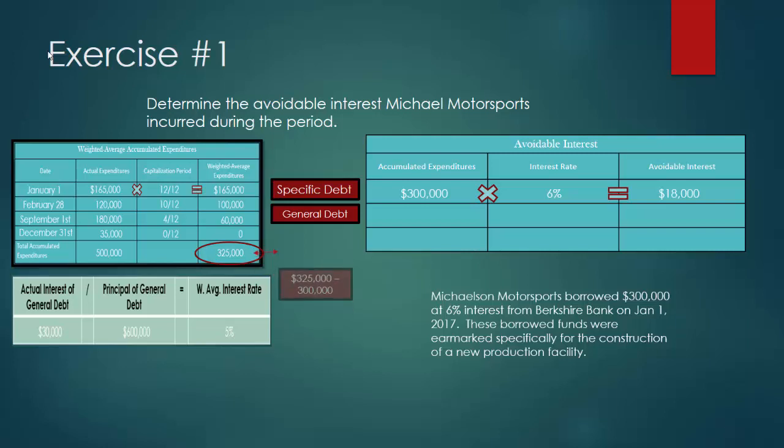How much? Well, we have $325,000 in weighted average expenditures. We have a $300,000 specific purpose loan, which means we need to take $25,000 out of our general debt. When we're figuring out avoidable interest, we assume that $25,000 comes at the weighted average interest rate of our general debt, which was 5%, which comes out to be $1,250 in interest. So now our accumulated expenditures add up to $325,000, exactly what we needed them to. And the amount of avoidable interest that we incurred was $19,250.